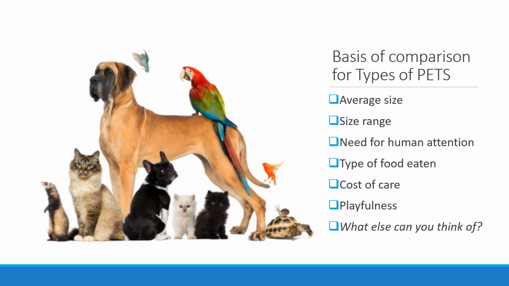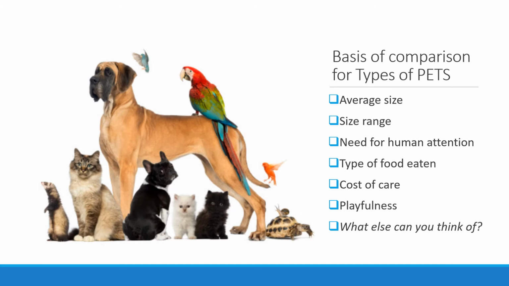So we know that types of pets can vary on their average size, their size range. Dogs, for example, have a very wide size range, whereas pet birds don't have nearly as big of a size range. Their need for human attention. So you can leave your cat for the weekend, maybe with someone coming in to check on it once in a while, but if you try that with your dog, you'll have a disaster on your hands.